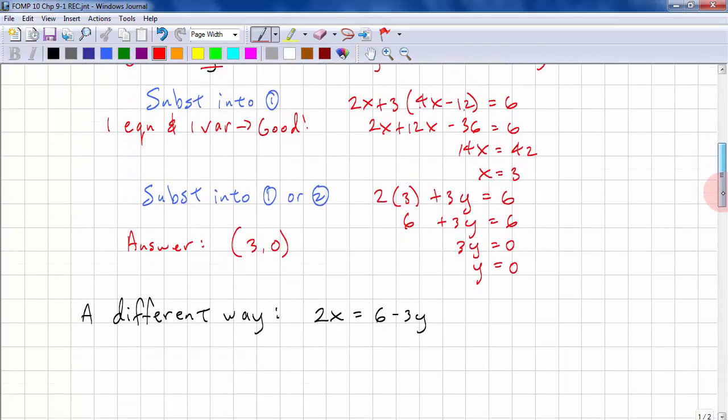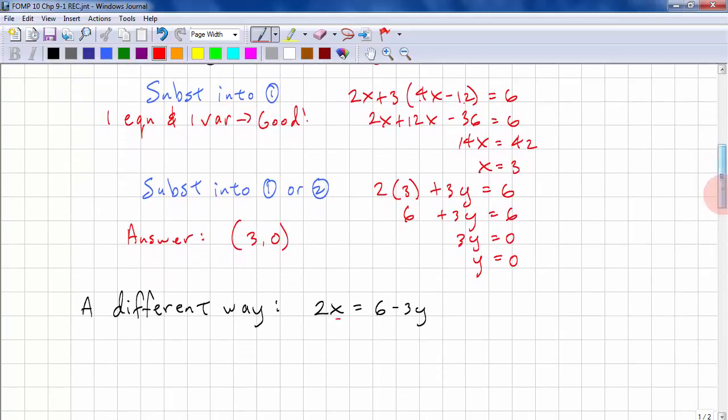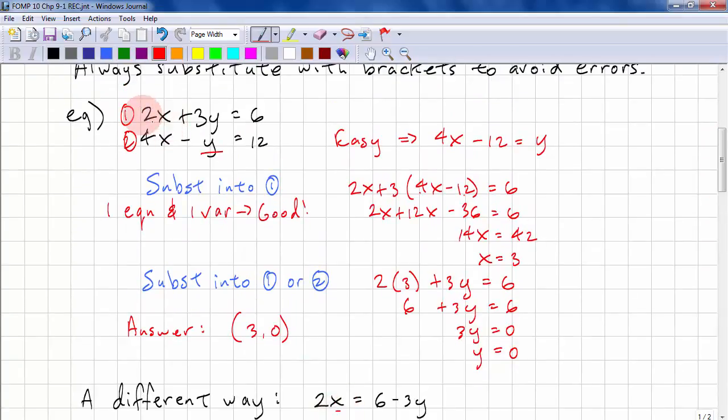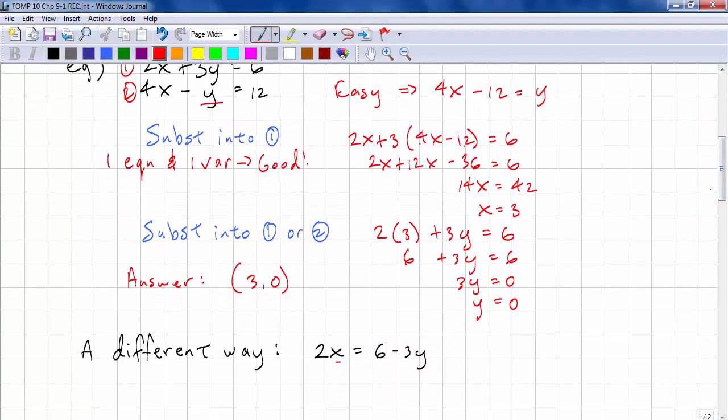Let's look at doing it a slightly different way. So we can keep the 2x on this side. We move the 3y over to the other side. It becomes 6 minus 3y. Now let's look at equation 2. We can rewrite equation 2. It becomes 2 times 2x minus y equals 12.